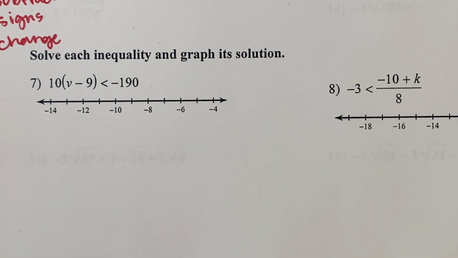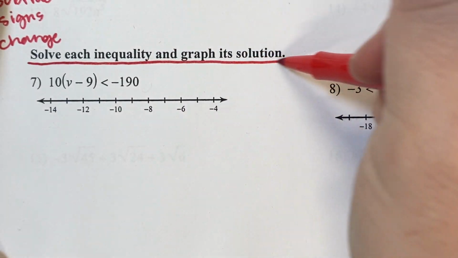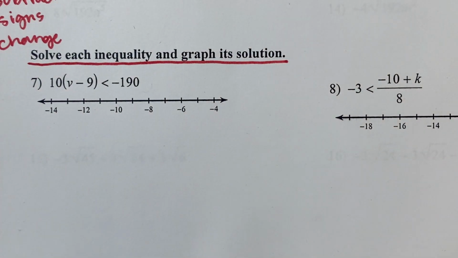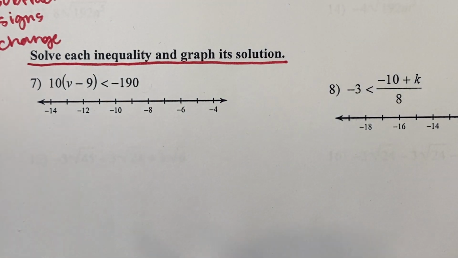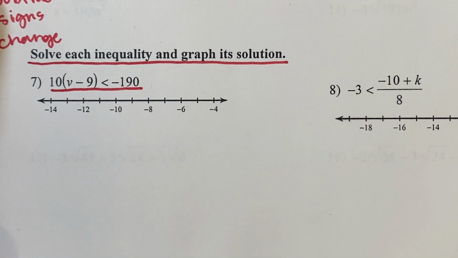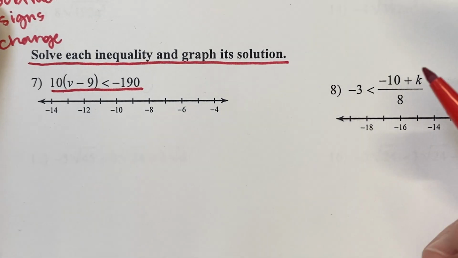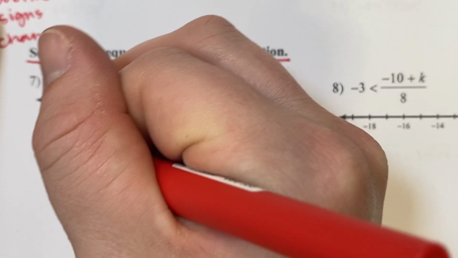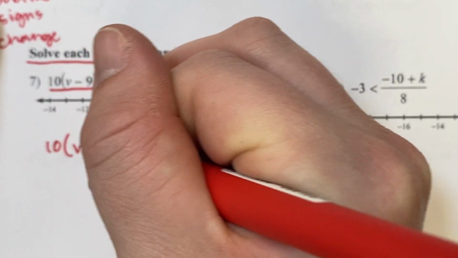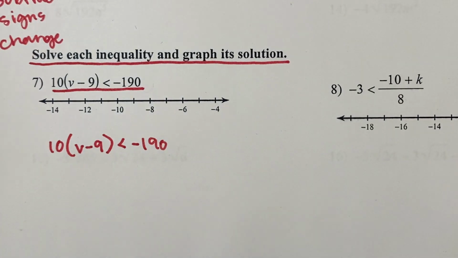Numbers 7 and 8. It's asking us to solve each inequality and then graph its solution. Okay, so when solving these inequalities, we're going to treat it just like an equation, other than the fact that we're going to graph it after. Okay, so I'm just going to go ahead and rewrite it down here. We have 10 times v minus 9 is less than negative 190.